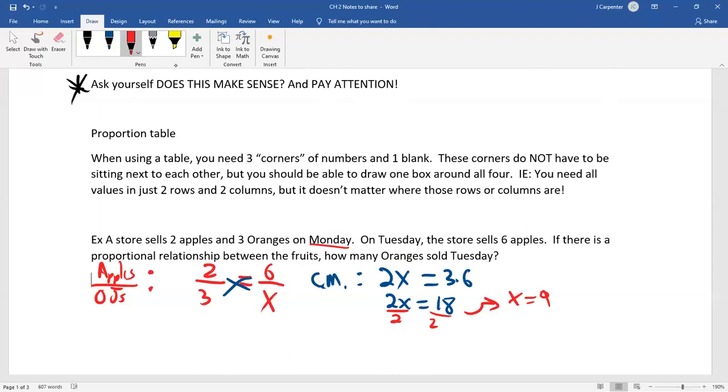Now, let's say you just box this up and ship it out in the real world. You say 9. That's not an answer. 9 is not an answer. You need to be asking yourself, what is X? X was the number of oranges sold on Tuesday. So it was 9 oranges.